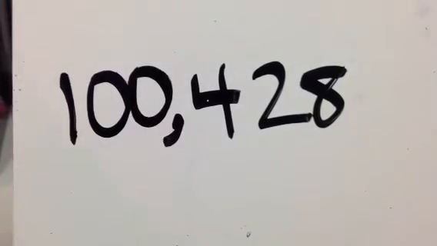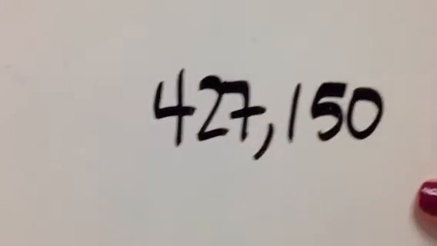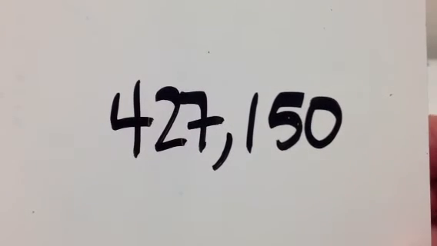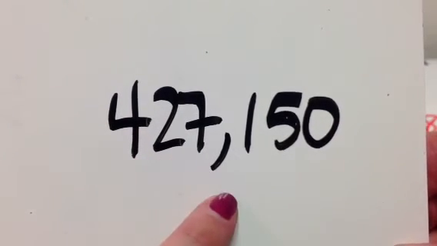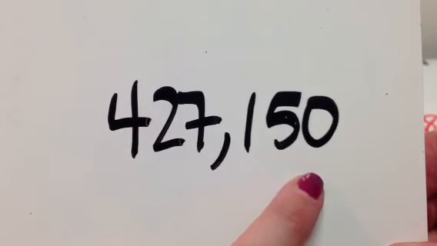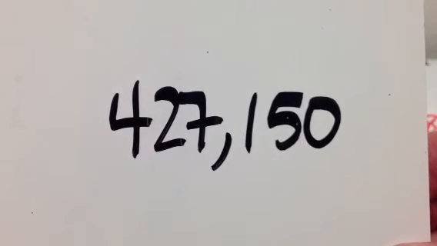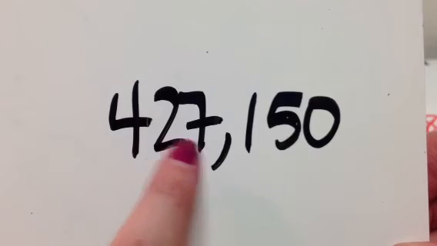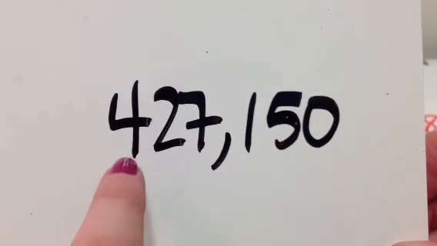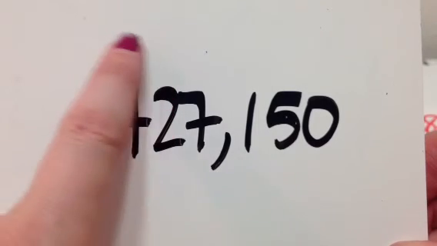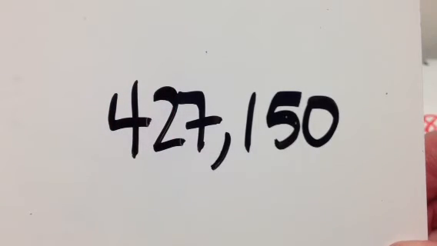Let's look at an example of this that has some more numbers to say. This number right here I would read as 427,150. Whew, let's say that one again. 427,150. So again, remember, this is the 100,000s place right there.